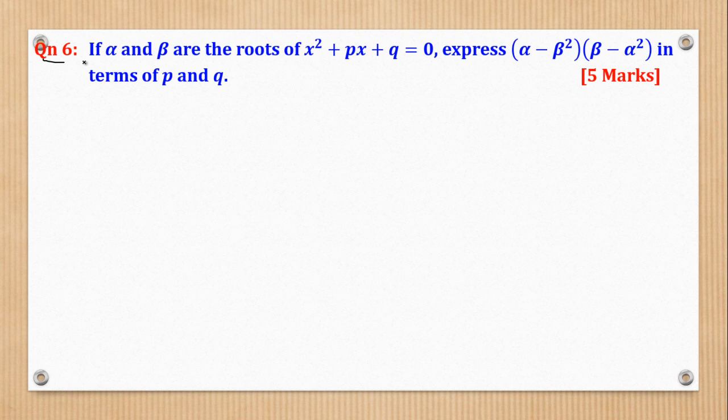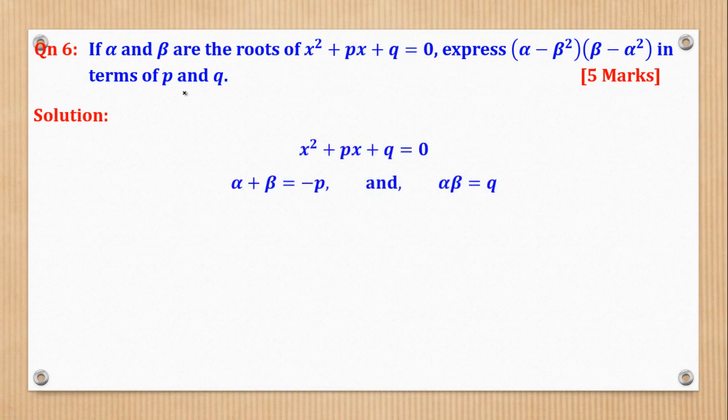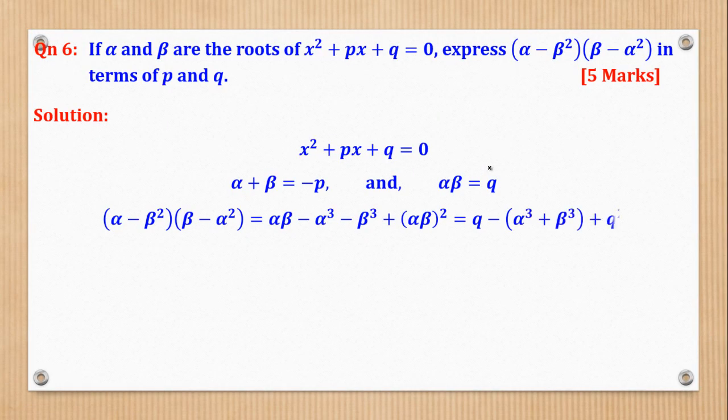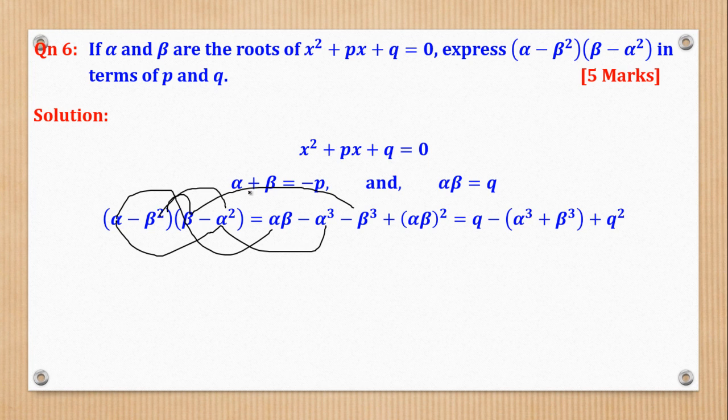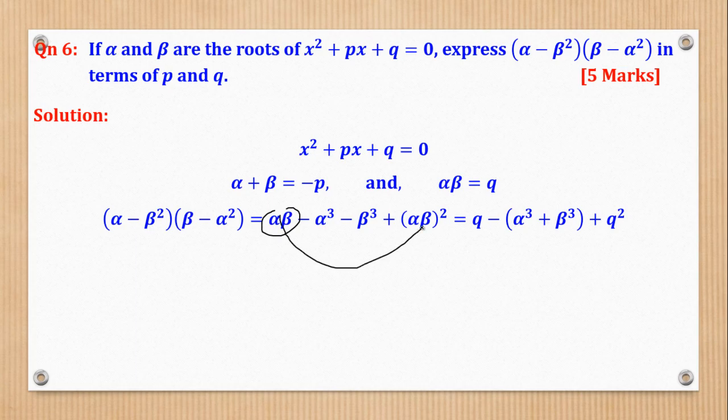Then question 6 says, if alpha and beta are the roots of this, express this in terms of p and q. For the given quadratic equation, we need to get the sum and product. Sum is negative of this, and product is that. Then I can write the given expression, open brackets. So this with this, this with this, this with this, and this with this. Then I can substitute the product here.